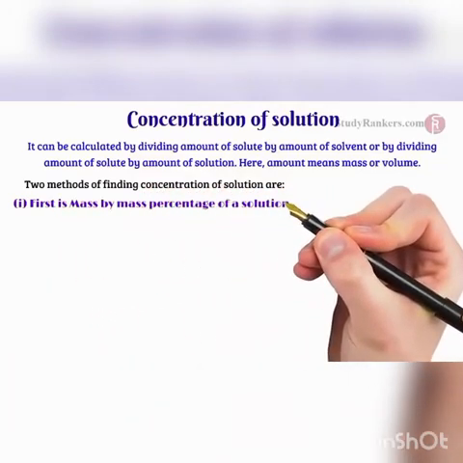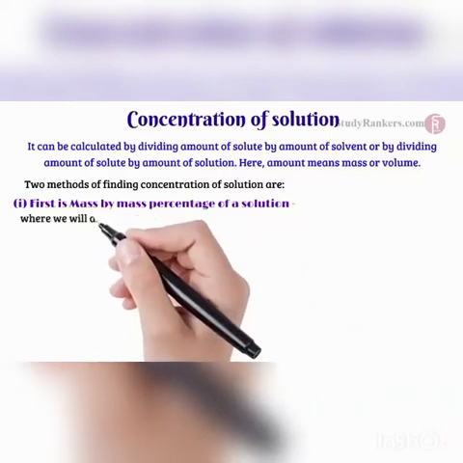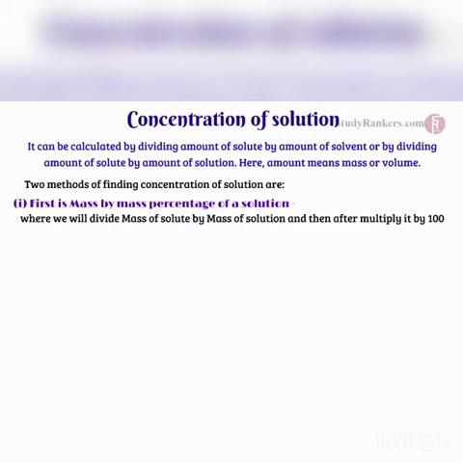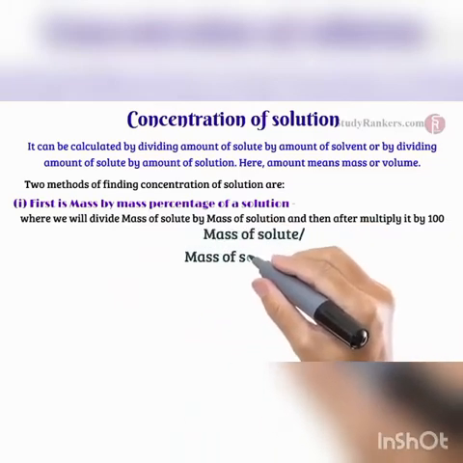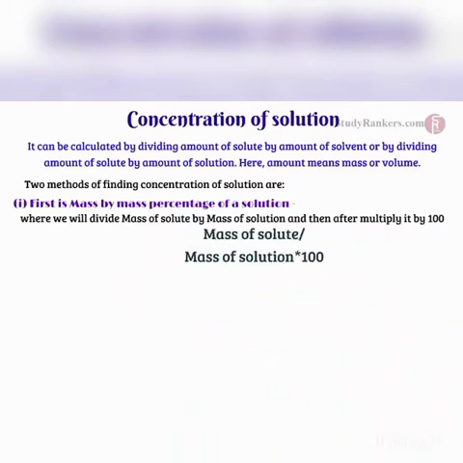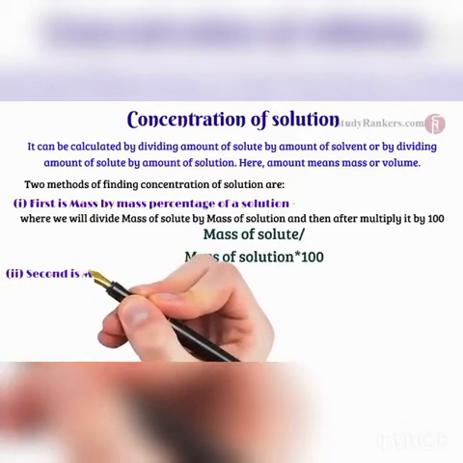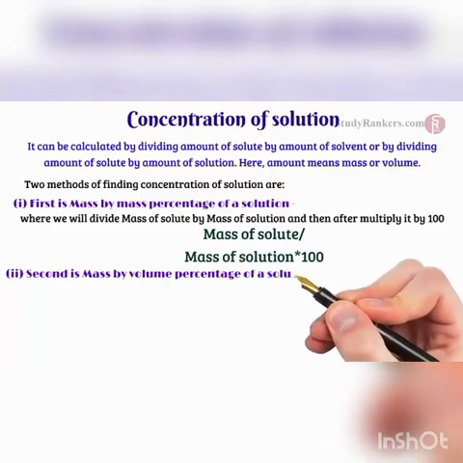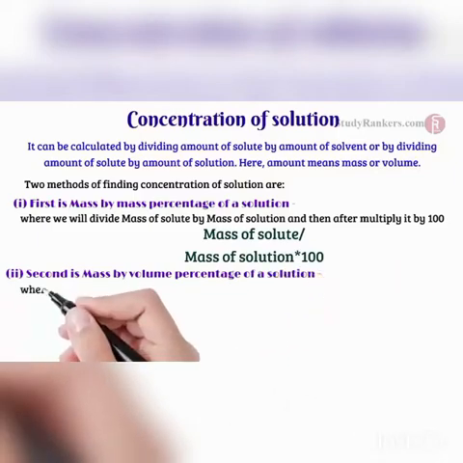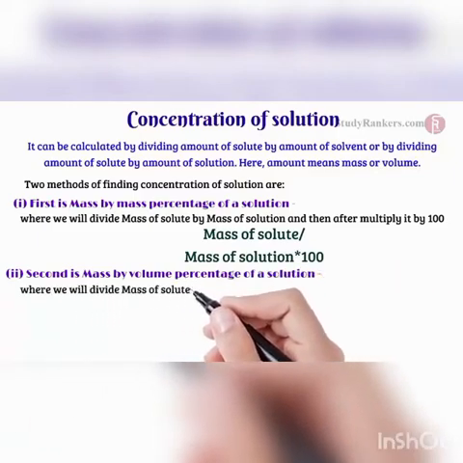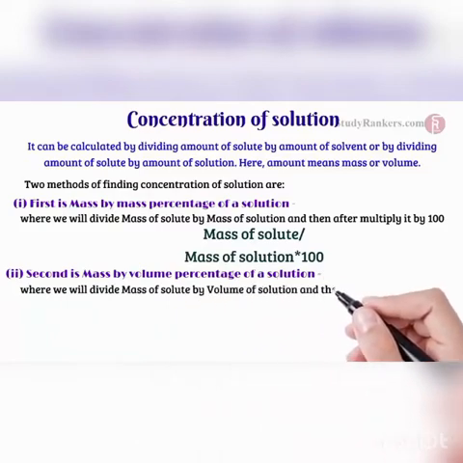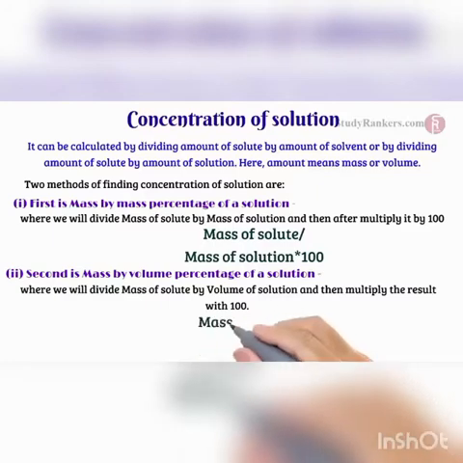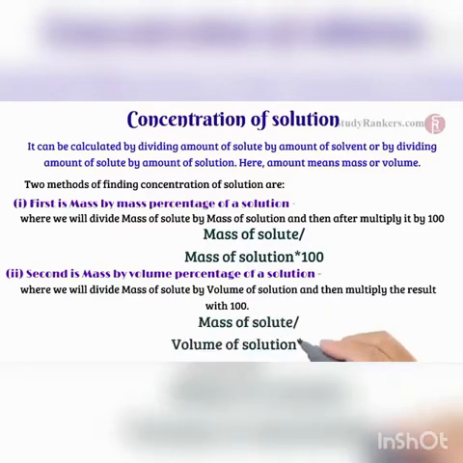Two methods of finding concentration of solution are: first is mass by mass percentage of a solution, where we will divide mass of solute by mass of solution and then multiply it by 100. And second is mass by volume percentage of a solution, where we will divide mass of solute by volume of solution and then multiply the result with 100.